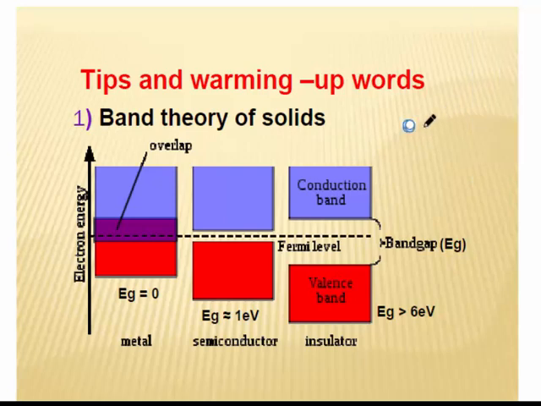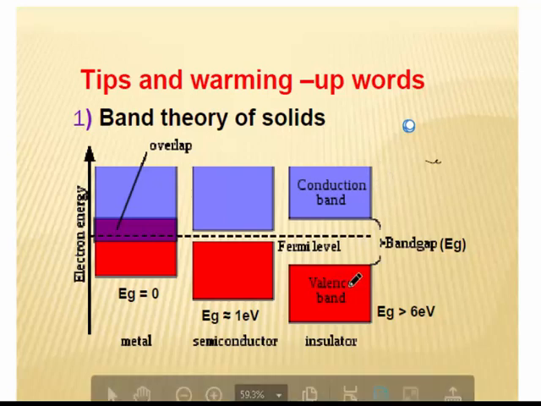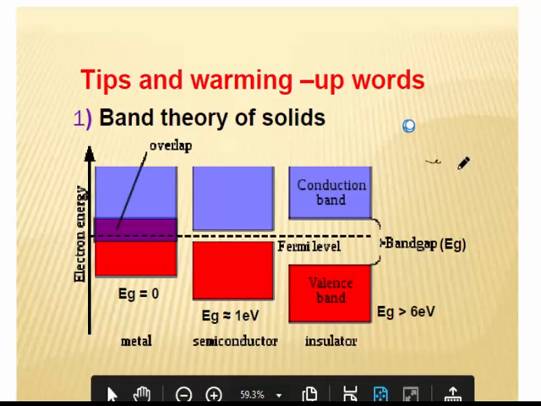Once again, what is the valency band? The valency band is the outermost band which contains valency electrons, and the conduction band is the band which contains conduction electrons, meaning free electrons. What is meant by conduction electrons? Free electrons. So you can see free electrons are available in the conduction band and bound electrons are in the valency band.